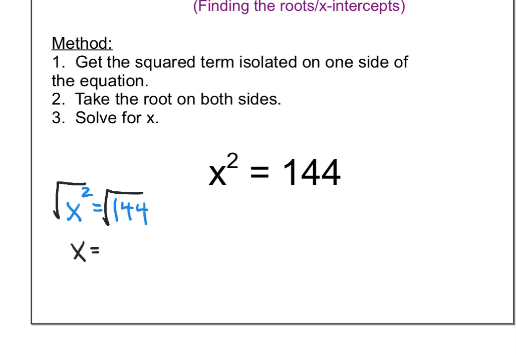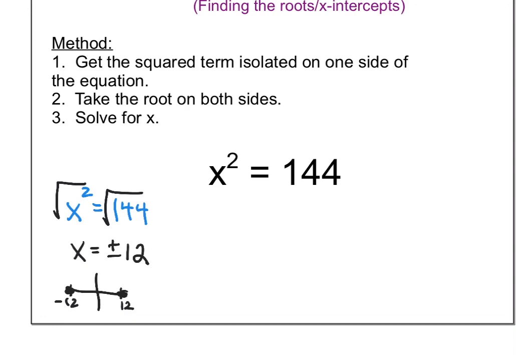So what times itself equals 144? A positive 12 would do it, and a negative 12 would do it. So x equals plus or minus 12. So that's telling you on your parabola, if you go out to positive 12 and negative 12, your parabola would have x-intercepts there.